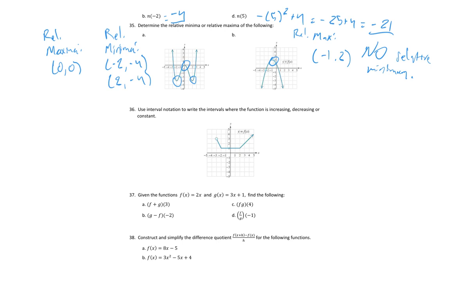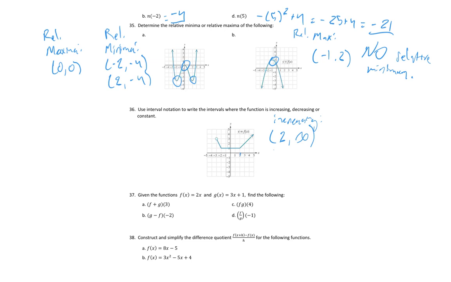All right, so now let's think about number 36. It says, use interval notation to write the intervals where the function is increasing, decreasing, or constant. Well, let's first talk about where it's increasing. So it looks like there's an increase that happens on this graph between right here, and it keeps going up, right? So say for interval notation, say 2, infinity. Increasing.